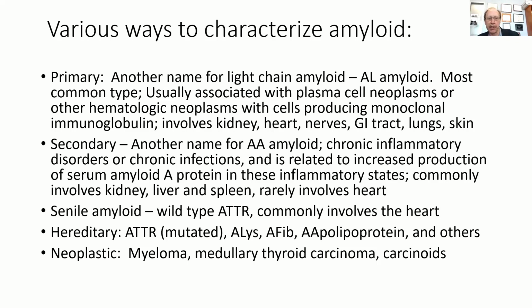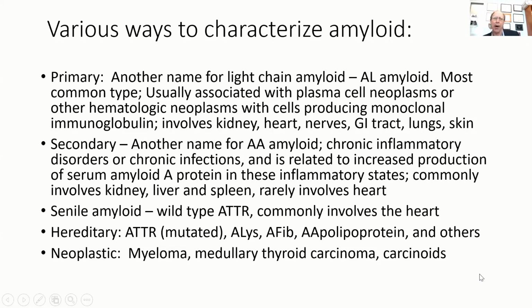We commonly see senile amyloid as this wild type ATR, which often involves the heart. Likewise, the hereditary form of ATR tends to involve the heart as well. Then we can talk about neoplastic as any type of amyloid that is related to a neoplasm. That's commonly myeloma and AL, but we also see amyloid associated with, for example, medullary thyroid carcinoma from calcitonin, or carcinoid tumors, which can produce neuropeptides and things that can form amyloid.